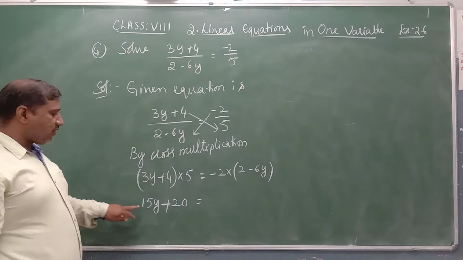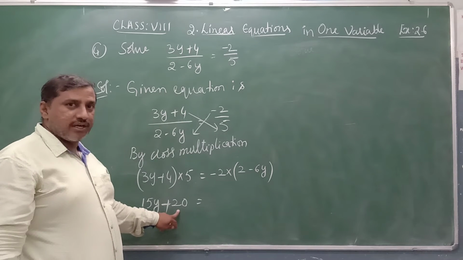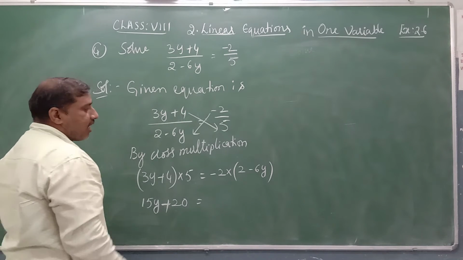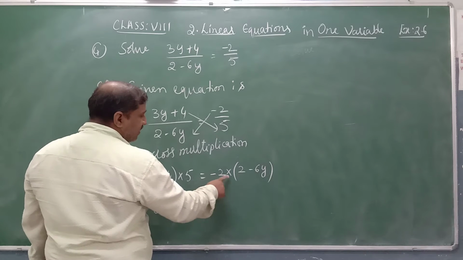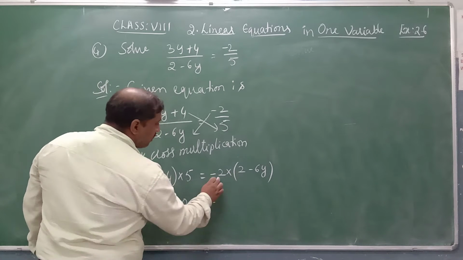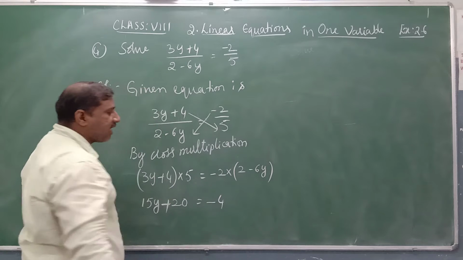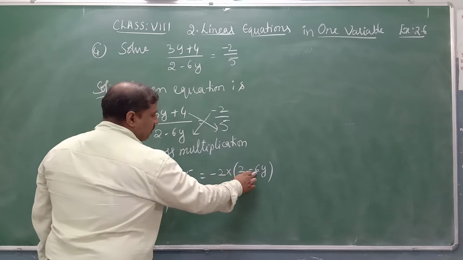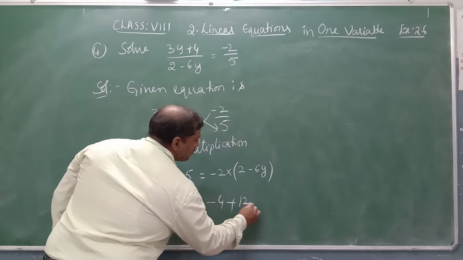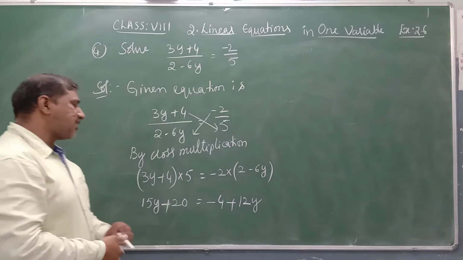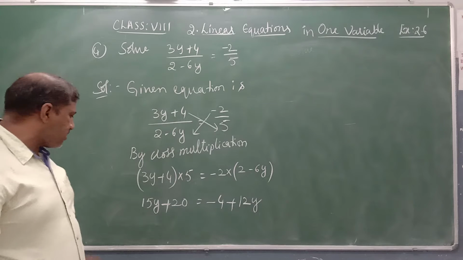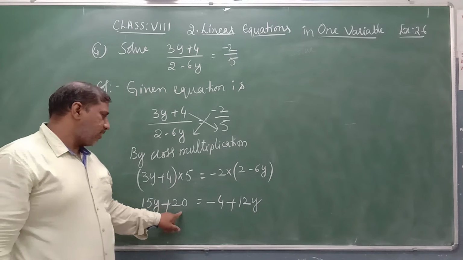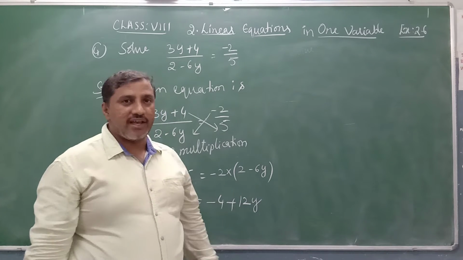So the left hand side we have 15y + 20, that equals, now the RHS: minus into plus is minus, 2 into 2 is 4, so -4; minus into minus is plus, 2 into 6 is 12y. So by cross multiplication, the result which we got is 15y + 20 = -4 + 12y.